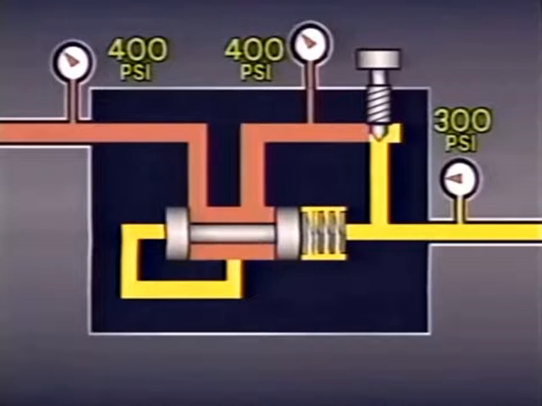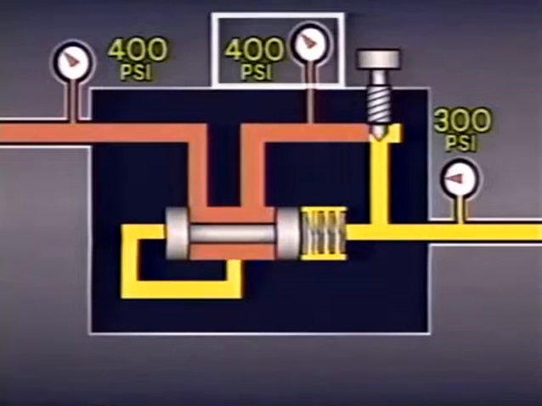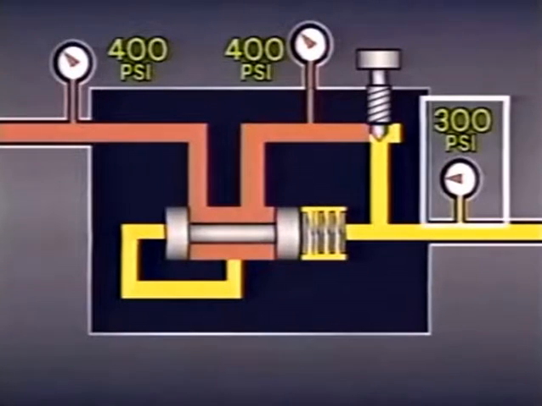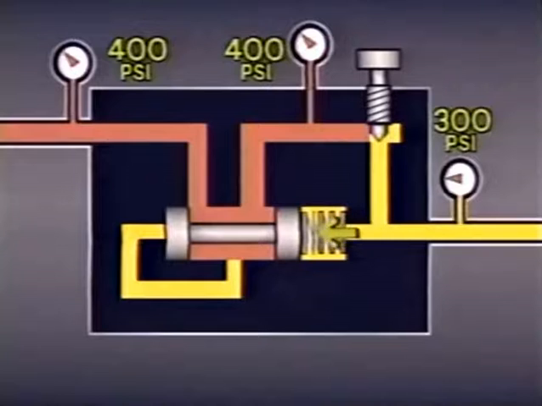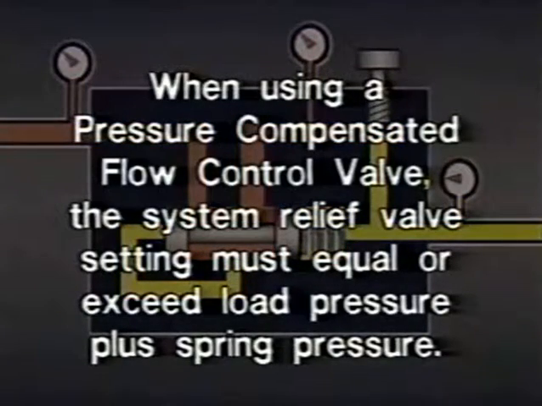Notice that in this example there is no pressure differential across the restriction, and no excess heat is being generated. That's because the pressure from the load has pushed the compensator spool all the way back. Since additional increases in the load will not be able to push the compensator spool back any farther, the valve will be unable to compensate for any more changes in pressure from the load. When using this kind of pressure-compensated flow control valve, the system's relief valve setting must be at least as high as the workload pressure and the spring pressure. Otherwise, the valve will not be able to compensate for changes in pressure.